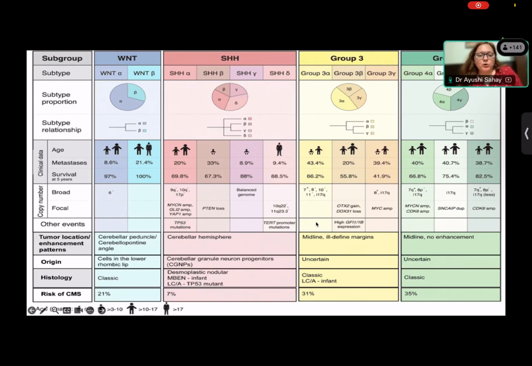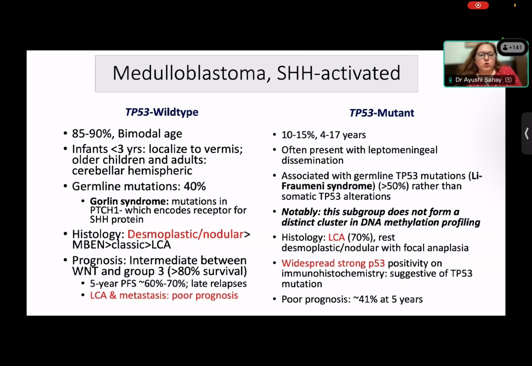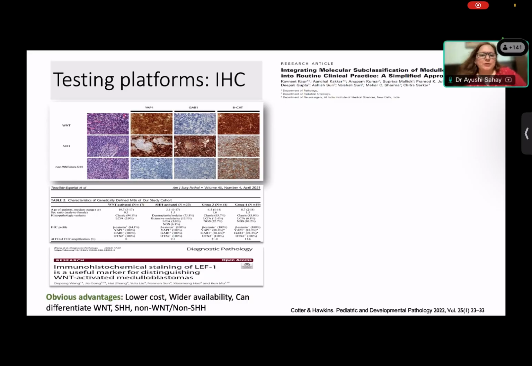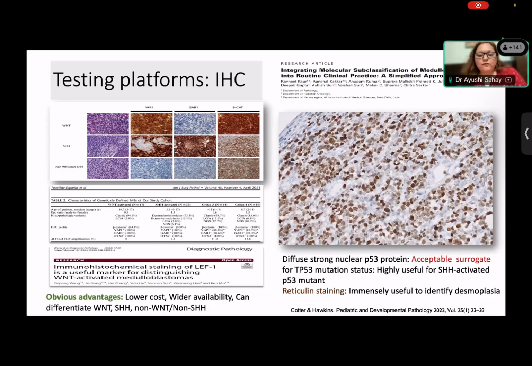And in this way, if you are able to identify besides the histological subtype, which is likely to be a molecular subtype, and give certain molecular testing which are indicative of the worst biology, and you say that this is present or absent, accordingly the patient can be treated. So the testing platform is GAB1, YAP, and beta-catenin, and besides that, as I said, recently OTX2 and LEF1 can be used for subtyping these medulloblastomas, and very importantly P53, which is considered an acceptable surrogate for P53 mutation status.